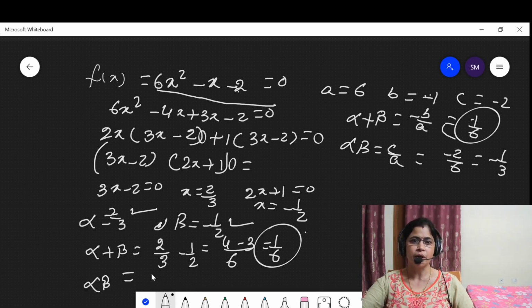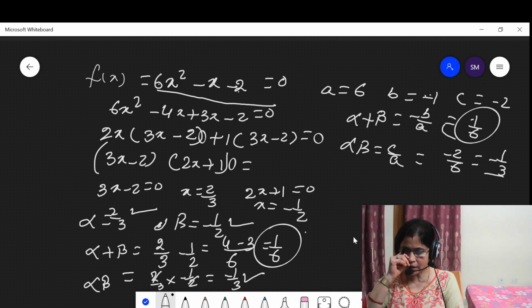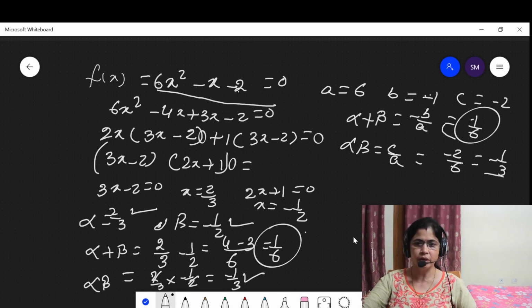Alpha into beta is equal to 2 upon 3 into minus 1 upon 2. The 2 cancels, which is equal to minus 1 upon 3. Yes, alpha into beta we also get by using this formula as minus 1 upon 3. Then we can prove the relationship between alpha and beta. Now let us discuss some more examples for better understanding.